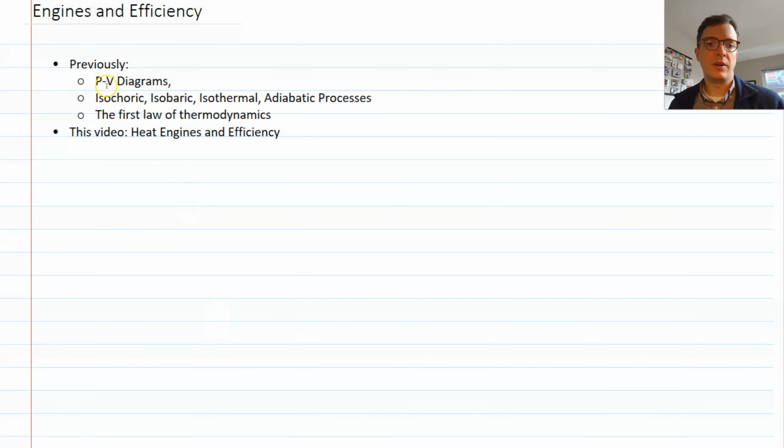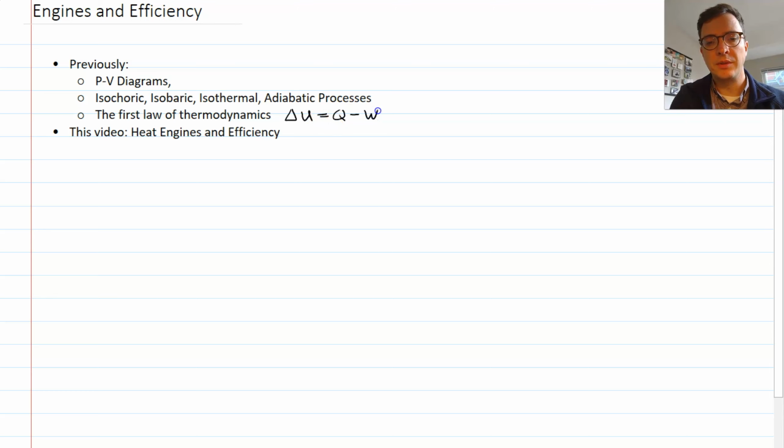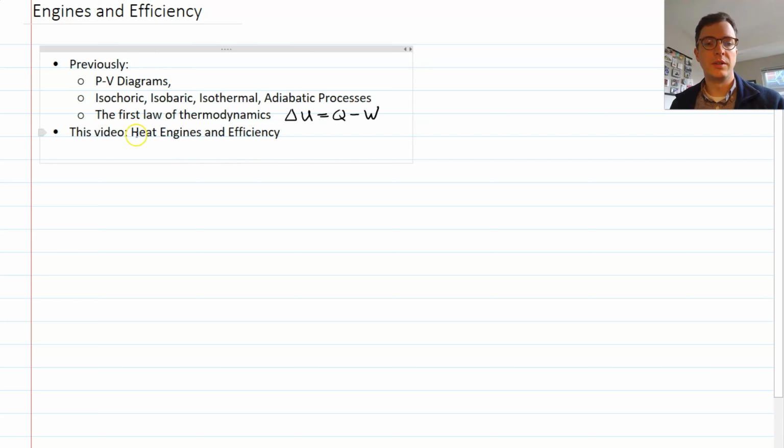So previously we've talked about PV diagrams, all of these different special processes, isochoric, isobaric, isothermal, adiabatic, and we have equations for each one of those and how much work is done and how much heat is added in each one of those. And then we of course have the first law of thermodynamics, which tells us that delta U is equal to Q minus W. So that's just a statement of conservation of energy. And now I want to talk today about heat engines and efficiency.